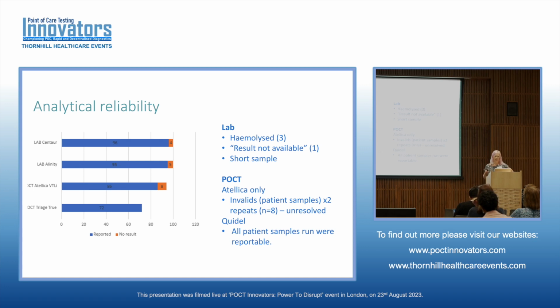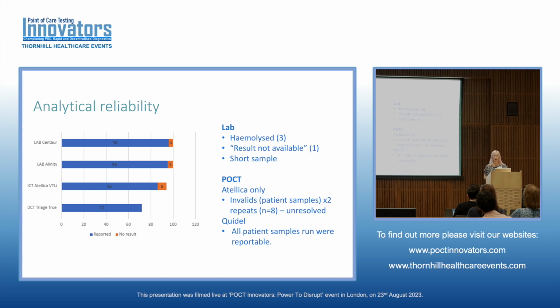For analytical reliability, so out of the tests that were done on each platform, how many could we get results from? For the lab, it was about 95%. There were issues around hemolysis. There was one instance of result not available being reported in WinPath, don't know why. And we also had, for the Abbott especially, short sample, because that blood had gone round, had all its tests on the main platform, and then we were just scooping up what was left and trying to get a second test out of it.